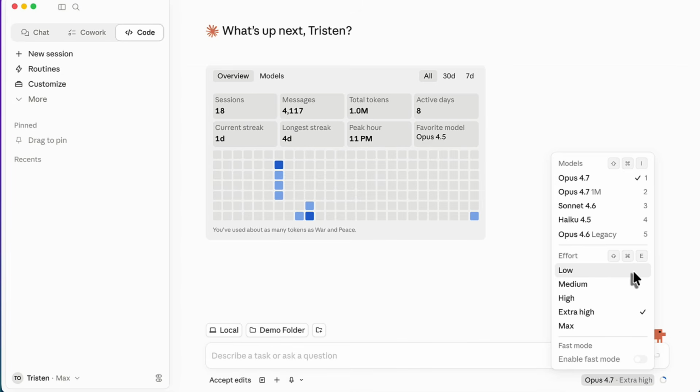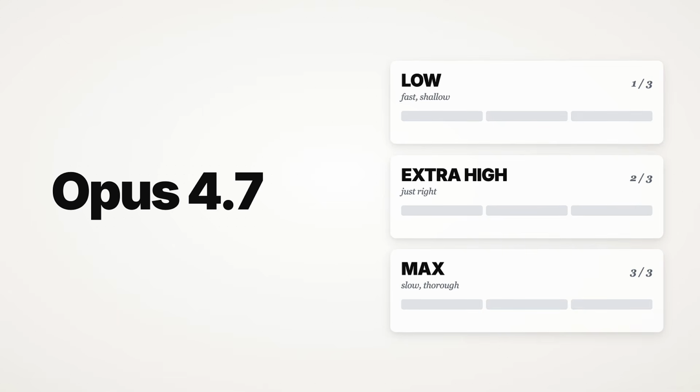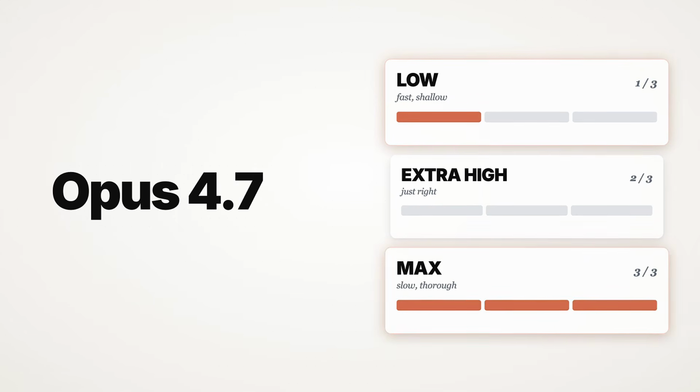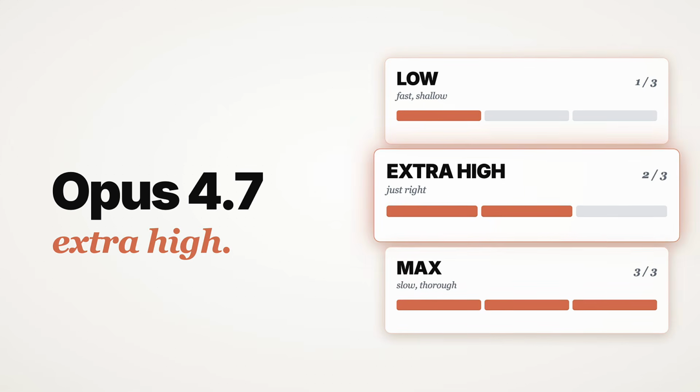And then effort is how hard Claude thinks. Low effort builds really fast, but it's shallow. Max effort is slow, but it's very thorough. And so if we're building something from scratch, I like to use extra high. So that's what we're going to do.